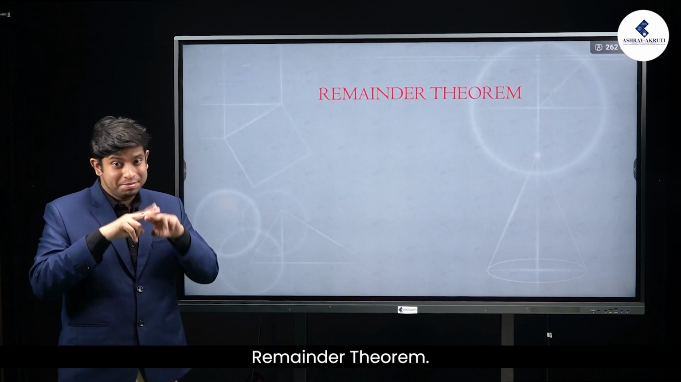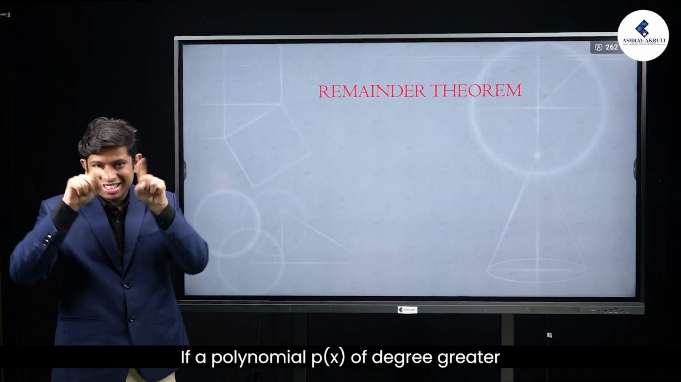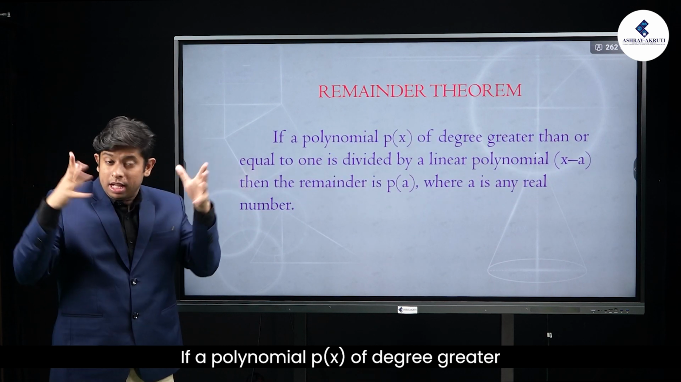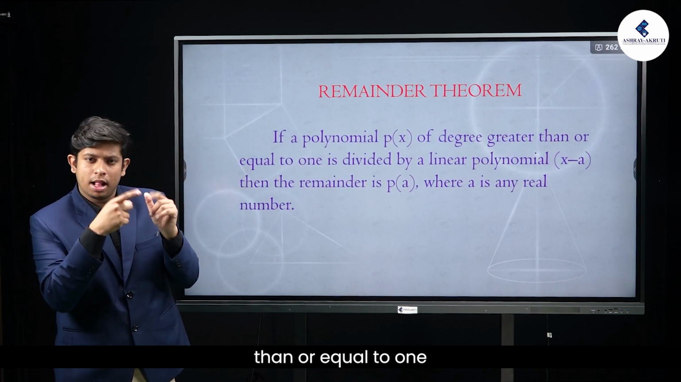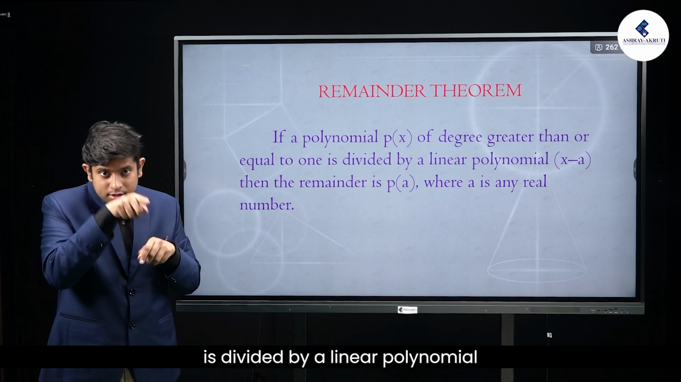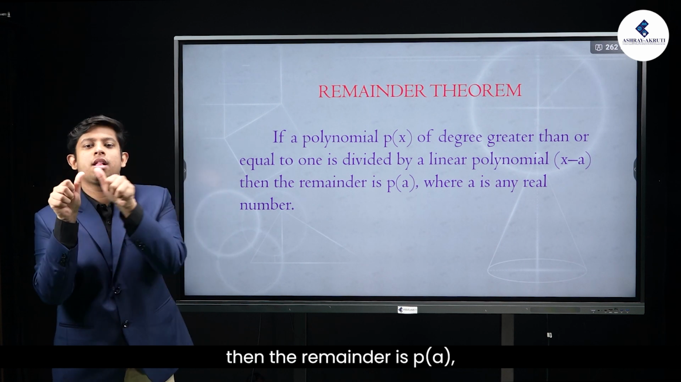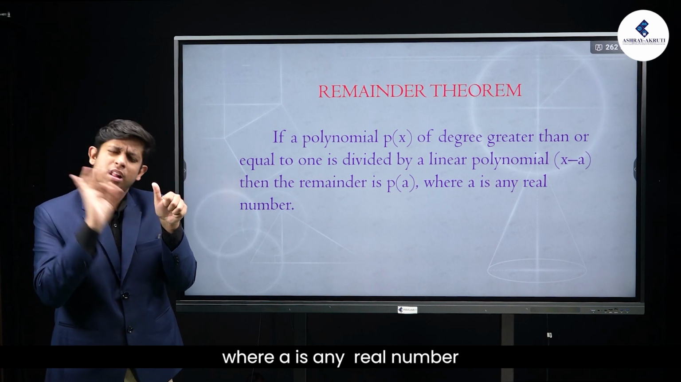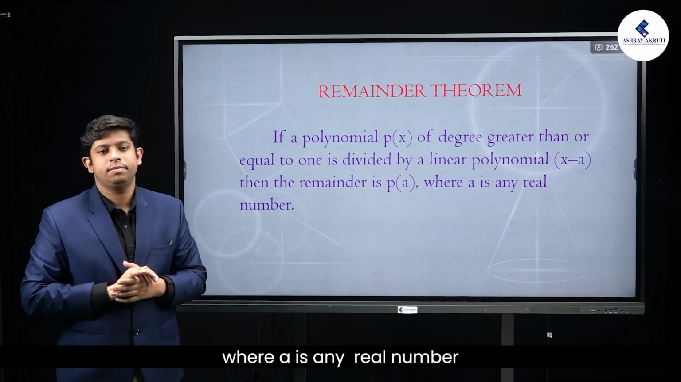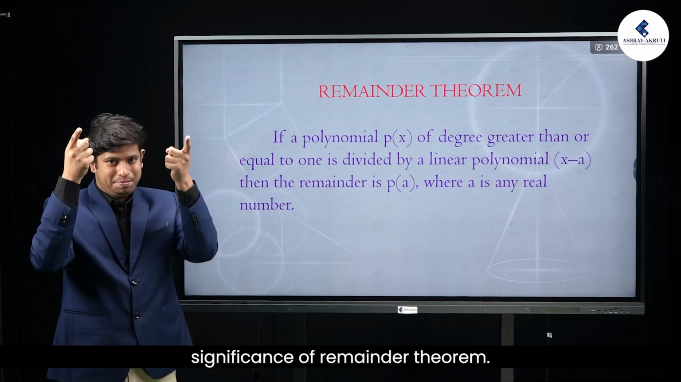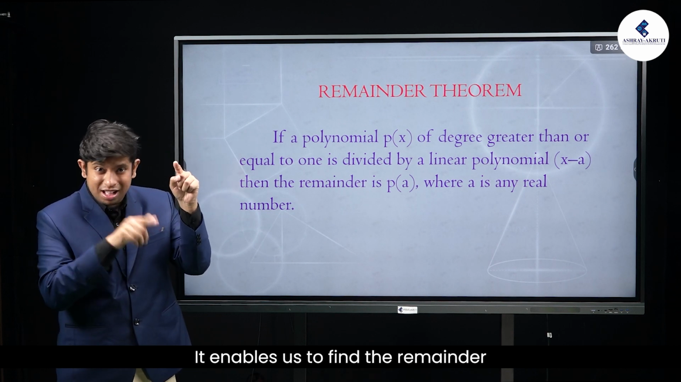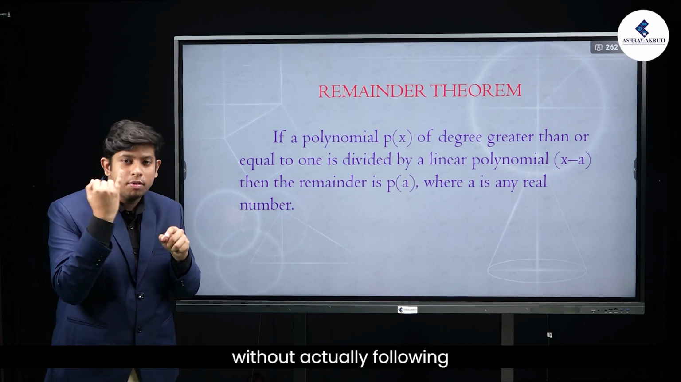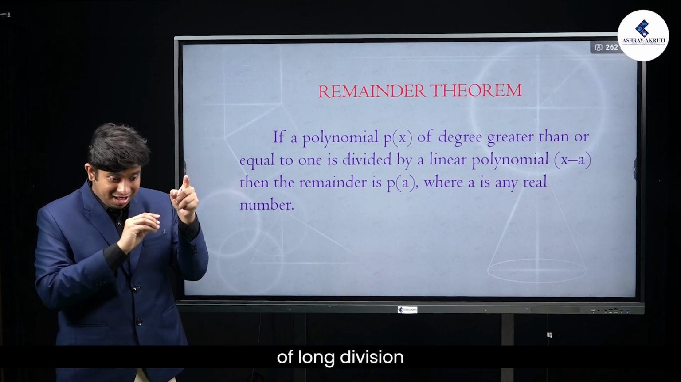Remainder theorem. If a polynomial p of x of degree greater than or equal to 1 is divided by a linear polynomial x minus a, then the remainder is p of a, where a is any real number. Significance of remainder theorem: it enables us to find the remainder without actually following the cumbersome process of long division.